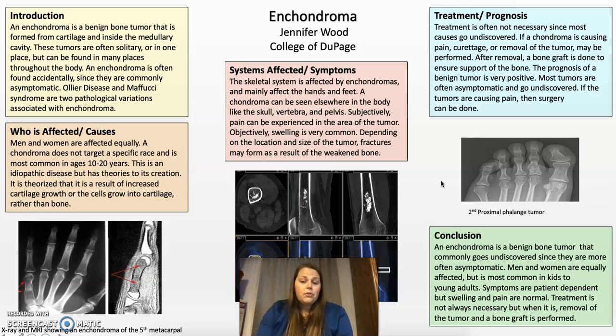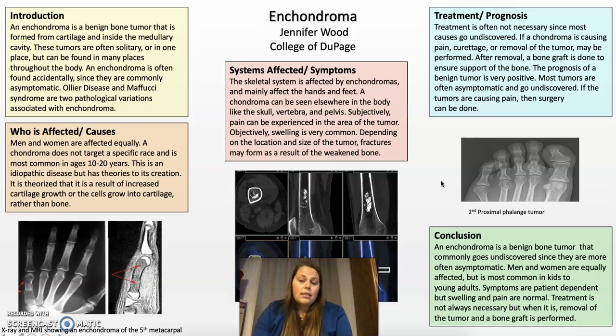In conclusion, an enchondroma is a benign bone tumor that commonly goes undiscovered since they're more often than not asymptomatic. If they are symptomatic, it's very mild symptoms, as in soreness, difficulty bearing weight, which is a very extreme case, or just mild pain in the area. Men and women are equally affected by the tumor, but it is most commonly found in ages 10 to 20 years. Symptoms are often patient dependent, but swelling and pain are the most common symptoms expressed by an enchondroma.